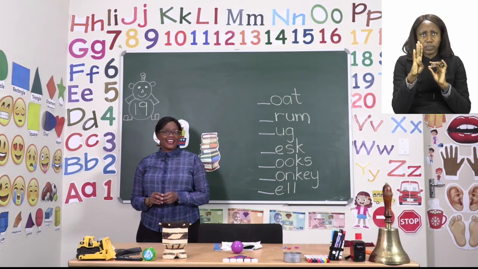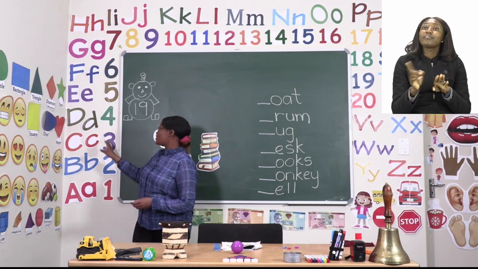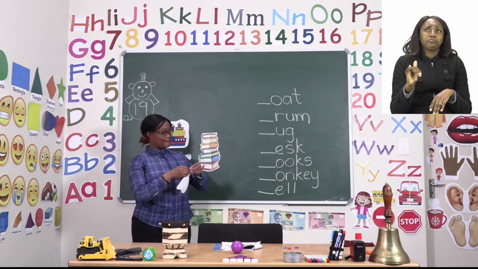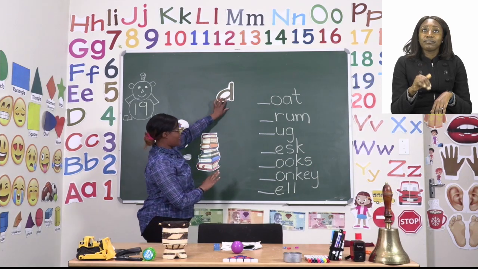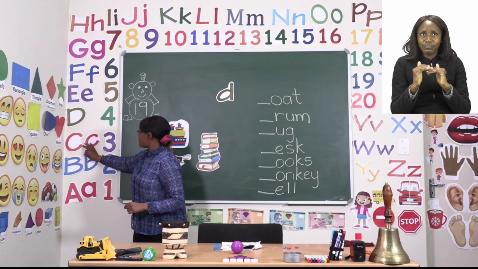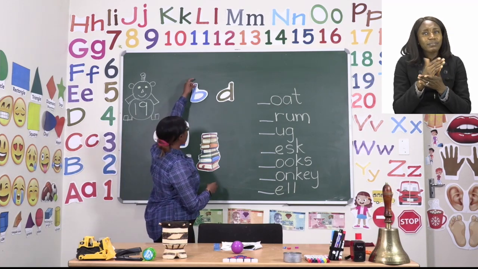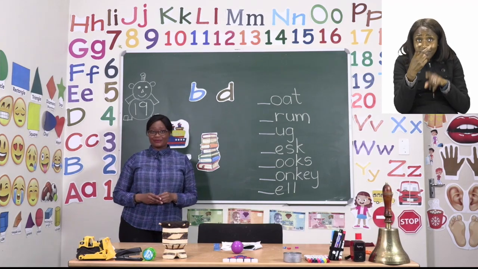Then after that, the fun begins. We are going to decide whether we're going to be using D or B. So we have our D. And then the next one we're going to be using is B. Now I know some of you might confuse the two letters. So this is a good chance for you to remember.